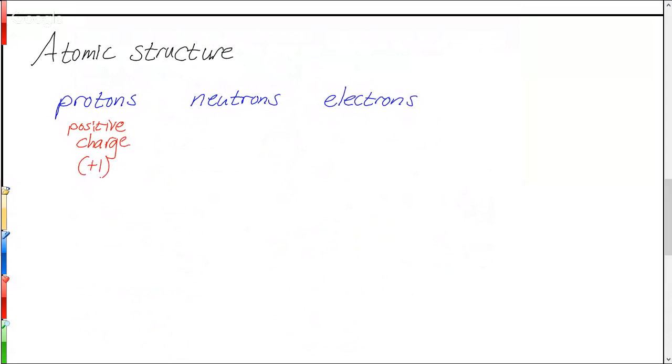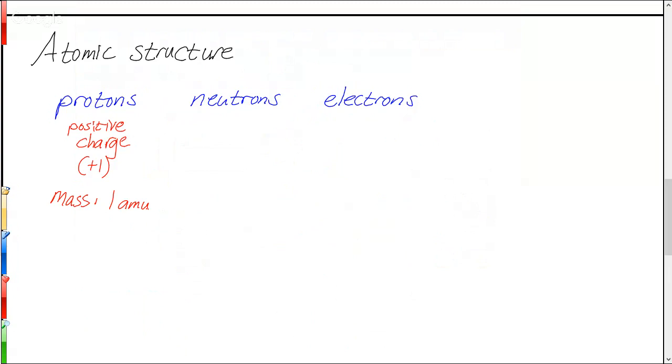So we say that they have an electrical charge of +1. That's not actually in electrical units, but relative to the other particles, they're +1. Anything else we know about them? Their mass is 1 AMU, or approximately 1 AMU. AMU stands for atomic mass unit.